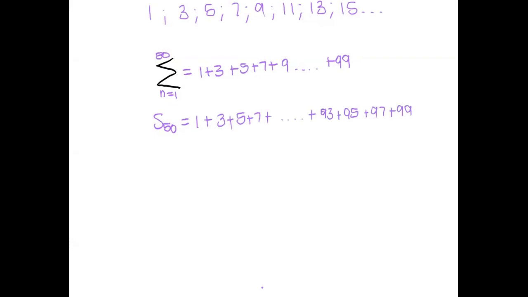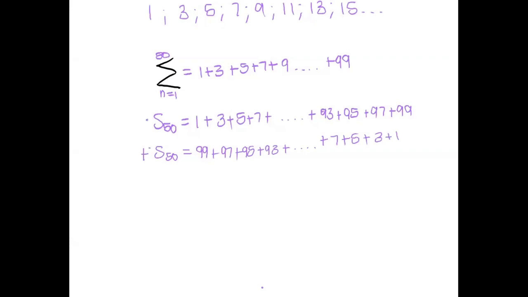And then you will add it to the reverse of this. So it would be 99 plus 97 plus 95 plus 93. You don't need to know the history or the reason why we do this. Just know that we do it. Plus 7 plus 5 plus 3 plus 1, right? So we are adding this and this together, right?